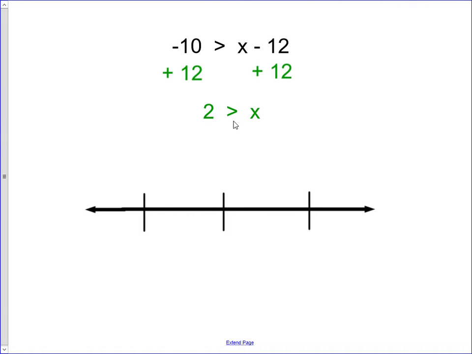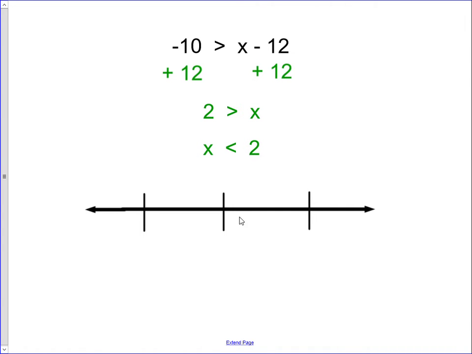Now on the first one we did, the variable was on the left-hand side. And when we go to graph it, it's easiest if that variable is on the left-hand side. So here's what I want to ask you. Is 2 is greater than x the same thing as x is less than 2? Certainly, it sure is. So let's use this one here to do our graphing.